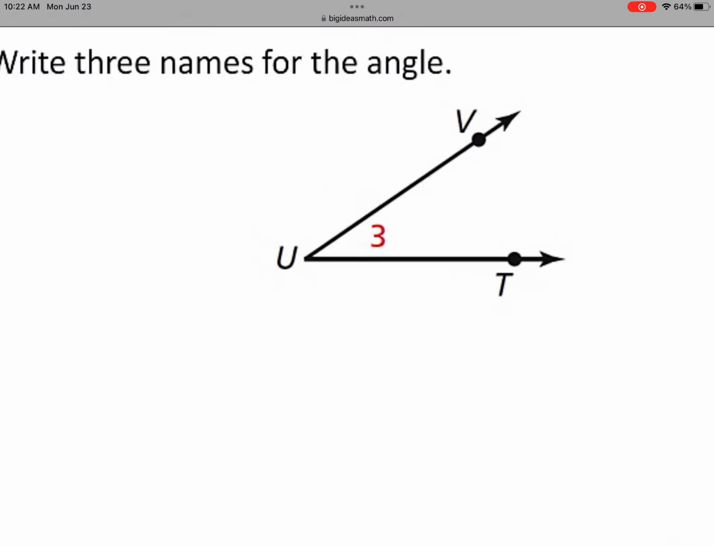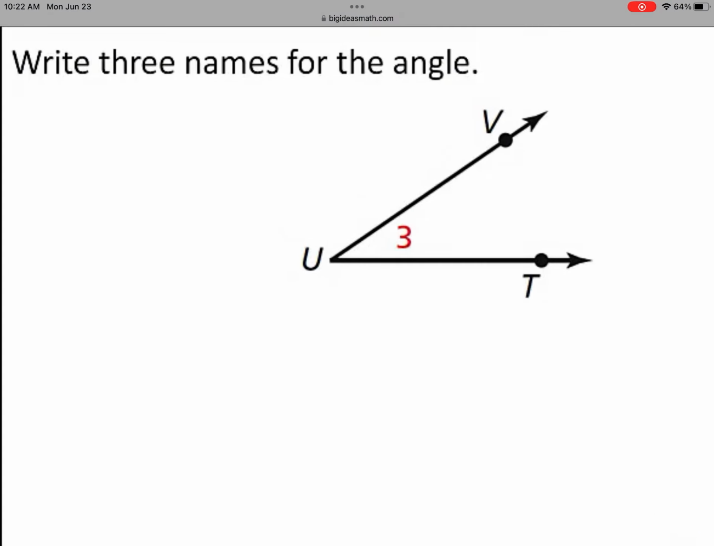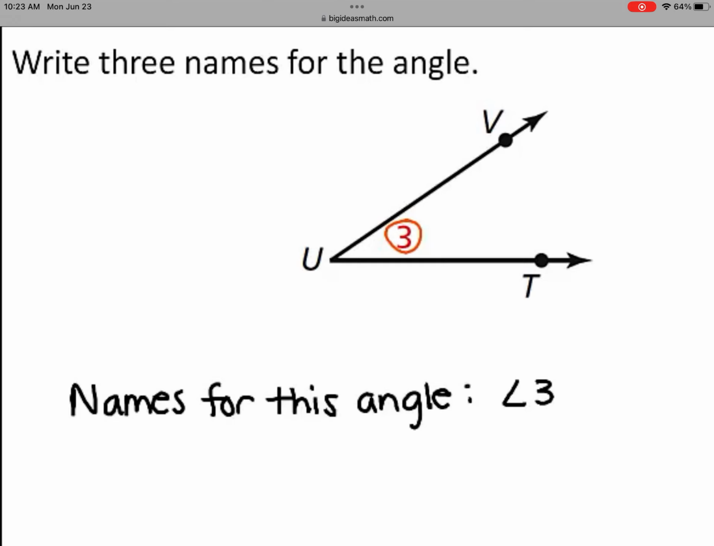Write 3 names for the angle. You can name an angle in several different ways. One way to name an angle is to use a number. The given angle is labeled with the number 3. So, one name for this angle is angle 3.